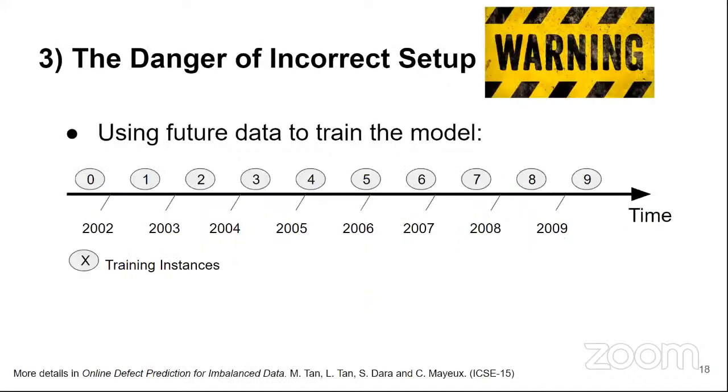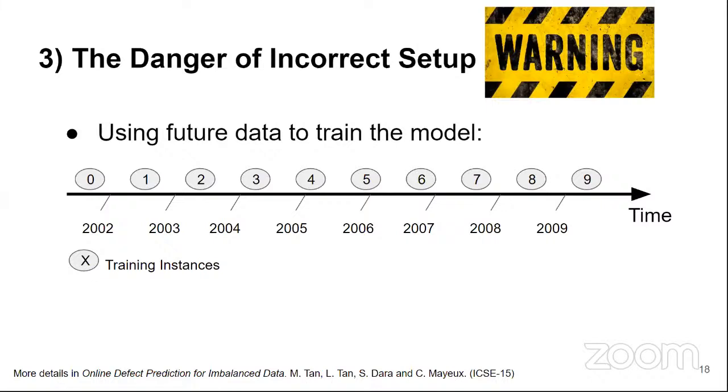The third issue I want to talk about is the danger of incorrect setup. This is a common mistake in the evaluation setup that researchers and practitioners need to be aware of when evaluating machine learning approaches. These have been described in further detail for defect prediction in previous work, but I think we are the first to raise awareness of this issue for automatic program repair.